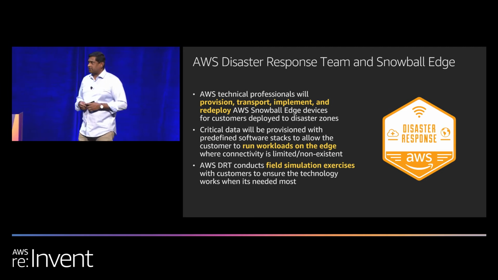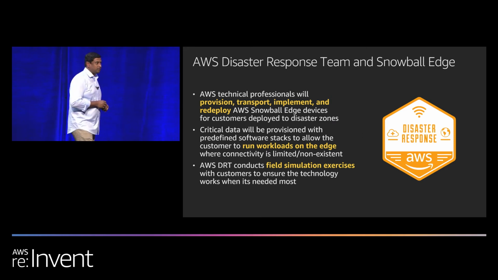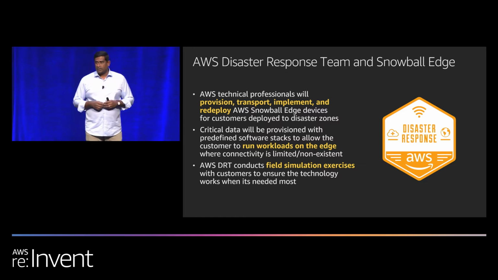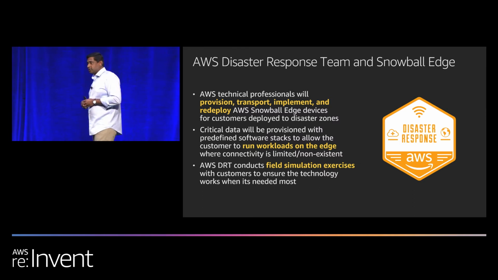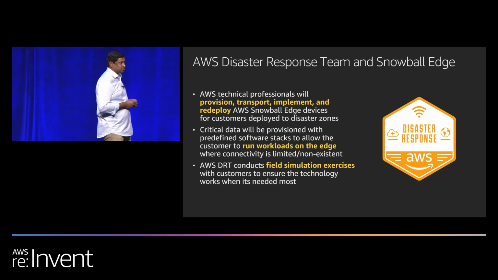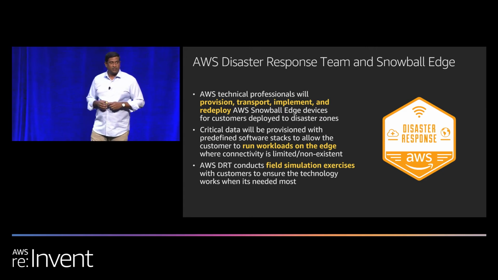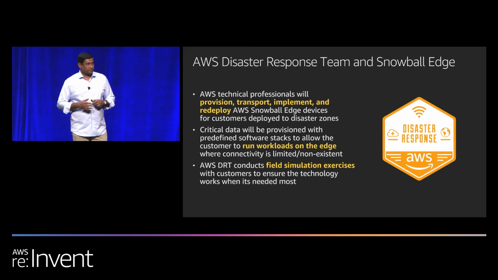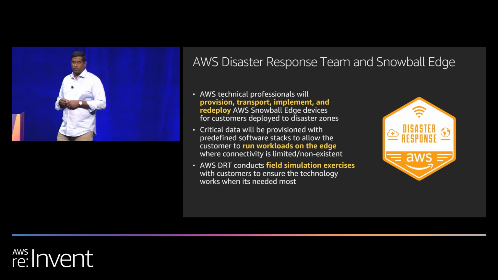The next example is a disaster response example. And before I jump into it, I'll spend a quick minute introducing the AWS disaster response team to you. The AWS disaster response team is a team of AWS technical professionals who provision, transport, implement, and redeploy AWS Snowball Edge devices in disaster locations and disaster zones. They work with the customers to pre-select software stacks and applications ahead of time, which get provisioned in the Snowball Edge devices, and then they're shipped to the disaster zones. Of course, they work with the customers ahead of time to simulate their applications, so we know that things will work smoothly in a disaster zone.